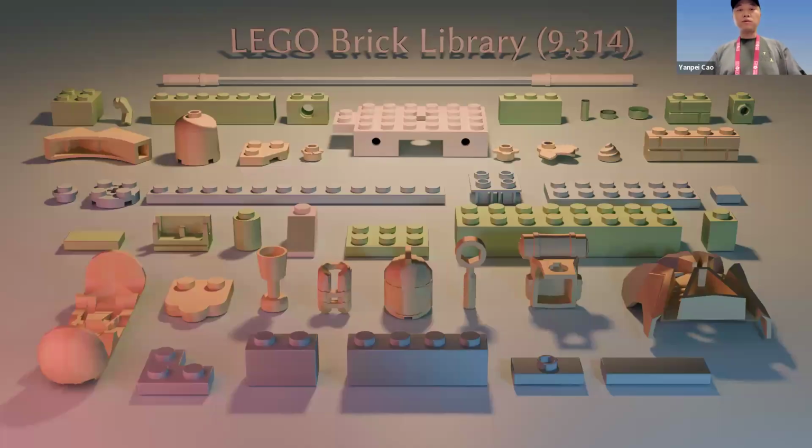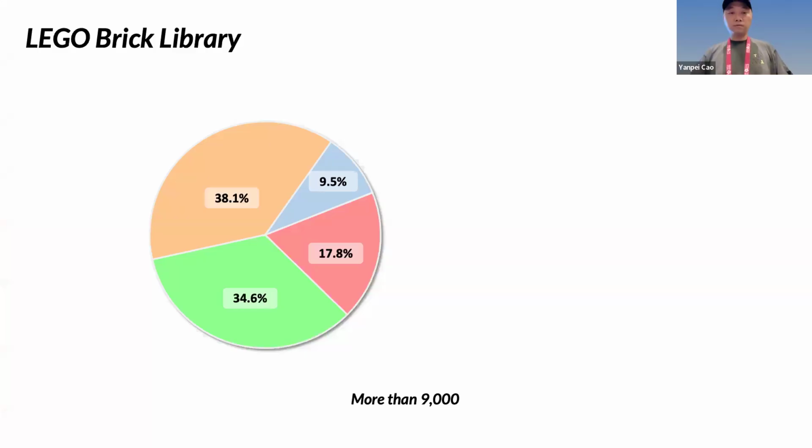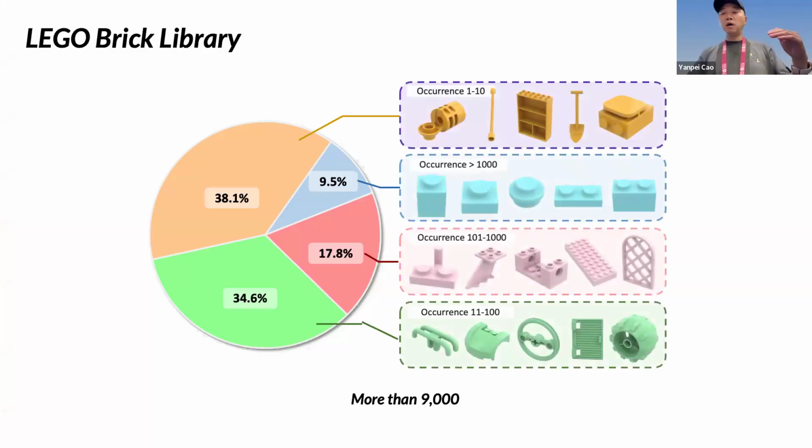Okay. And to solve this scalability problem, our first step was to build a proper data foundation. We curate a massive dataset of over 9,300 unique Lego brick types, far beyond the few, say, dozens used in previous work. And this library is comprehensive. It covers everything from the most common bricks to a very long tail of specialized, rare parts. Including this diversity is crucial for generating truly expressive and realistic models.